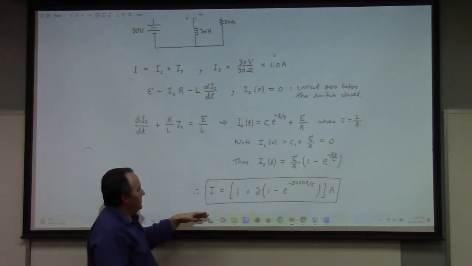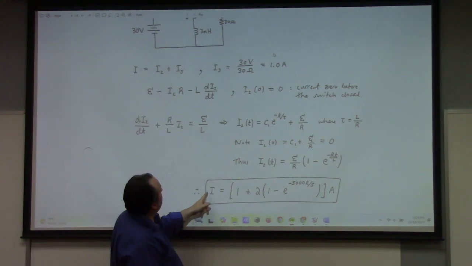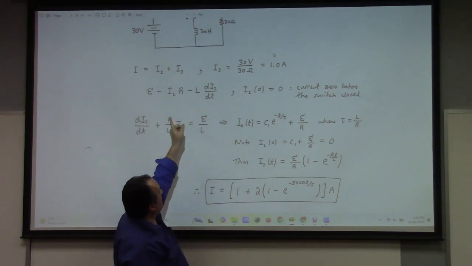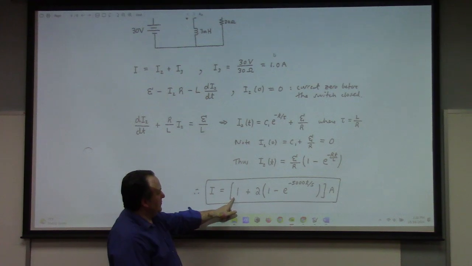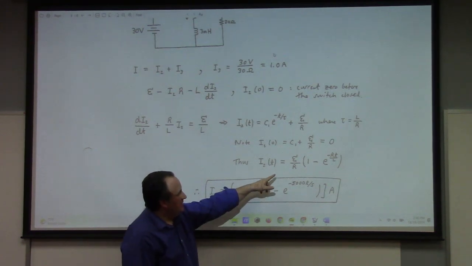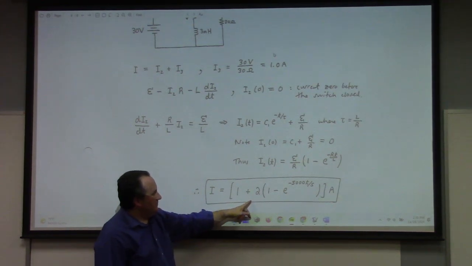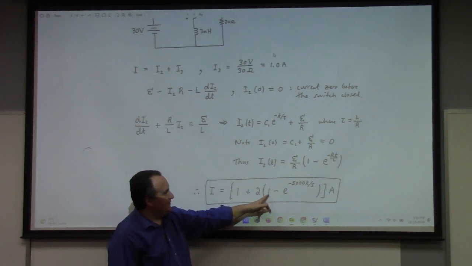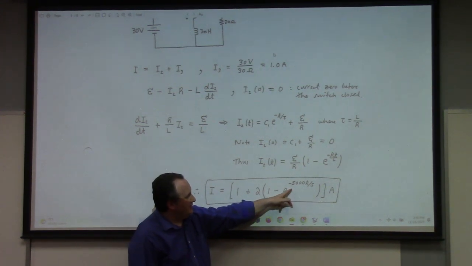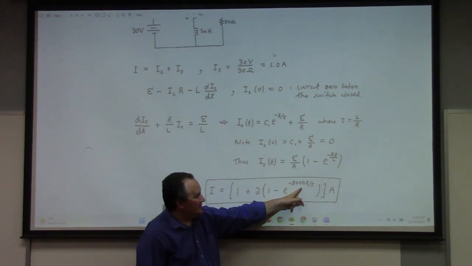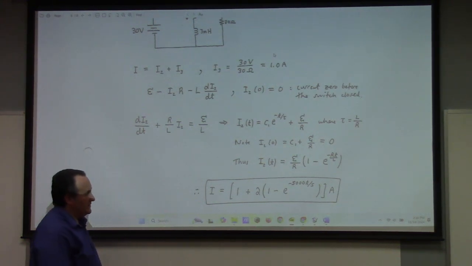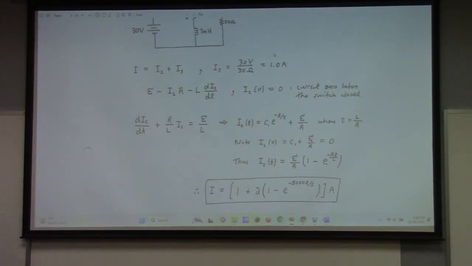But going back to I, remember I was I2 plus I3. But I3 is always 1. So I get 1 plus E over R. This is 30 over 15, which is 2. So I get 2 times 1 minus e to the minus t over tau. And apparently R over L is 5,000 per second in this context. And so there you go.